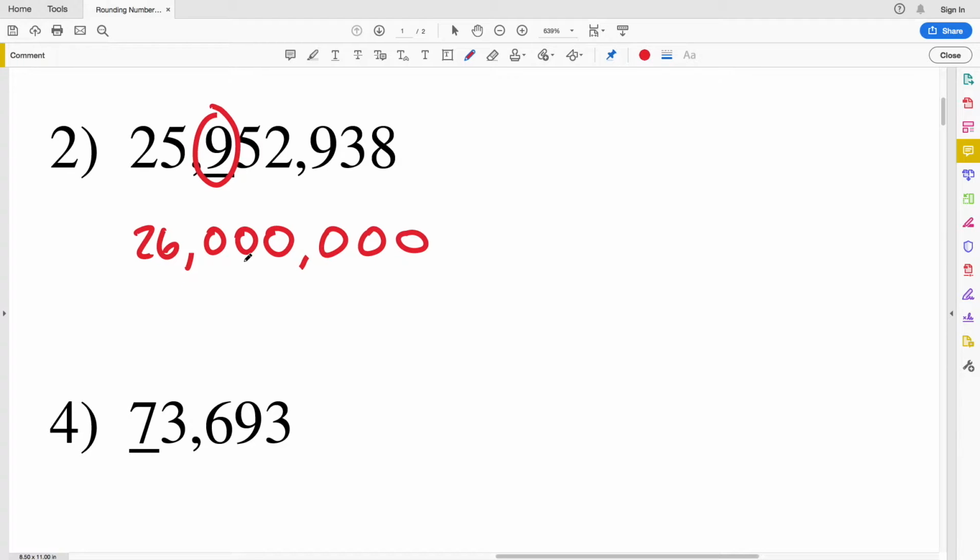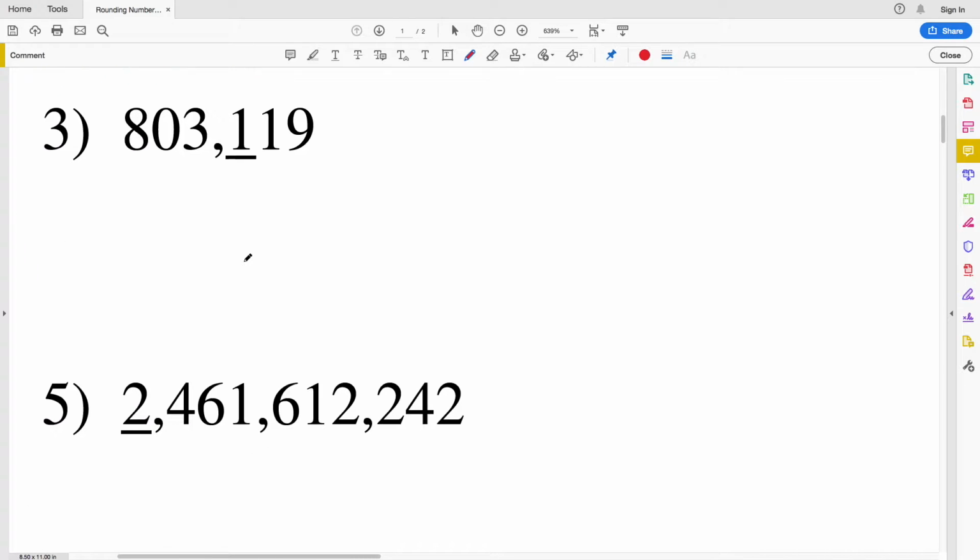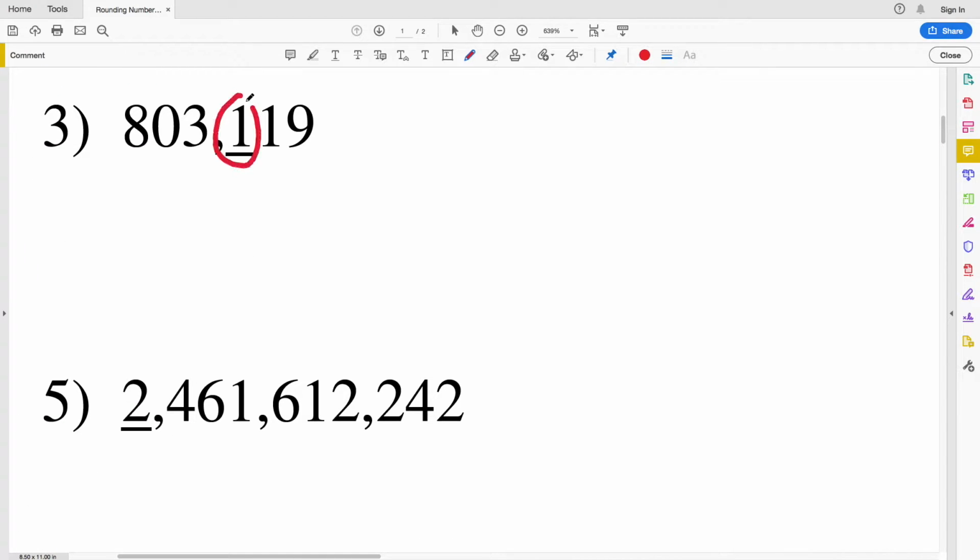Now let's move on to number 3. In number 3, we're rounding to the nearest hundredths place. So our number 803,119 is between 803,100 and 803,200. But looking at that previous number in the tens place, that's a 1, so we're rounding down to 803,100. And again, we can look at this as 119. That's closer to 100 than it is to 200.